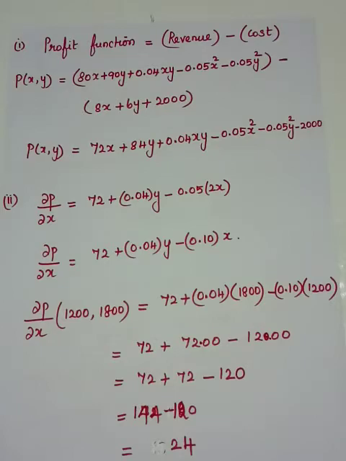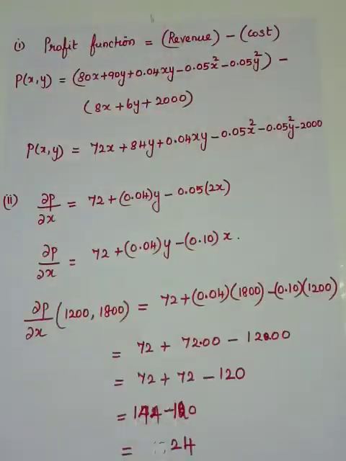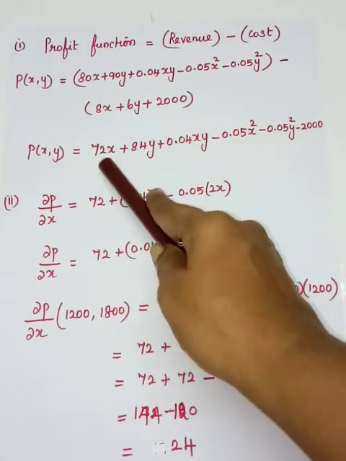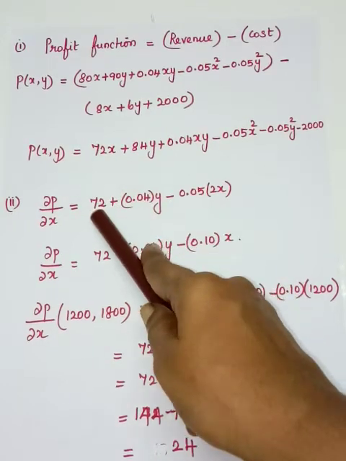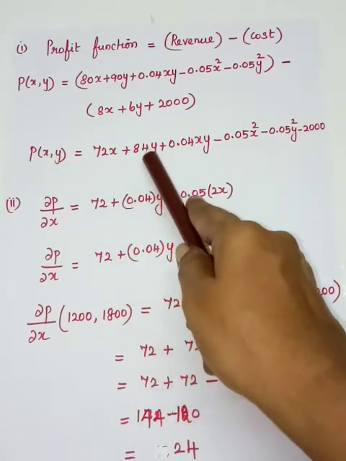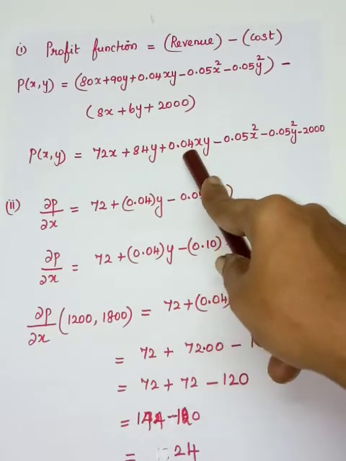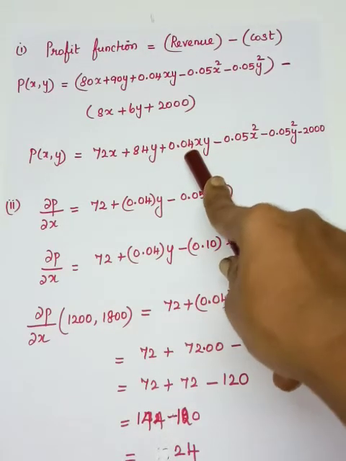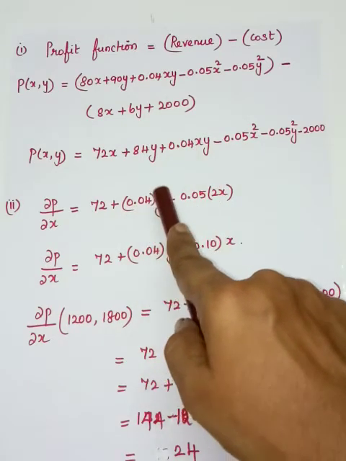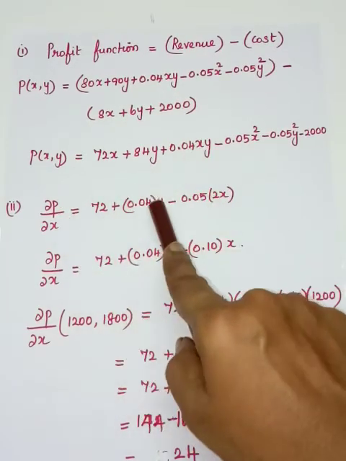Okay. Now what is asked? Find dou p by dou x. That means you are going to differentiate p partially with respect to x. Look at the first term, 72x. 72 is a constant. The differentiation of x with respect to x is 1. 84y is a constant whose differentiation is 0. And come to here, it involves x and y. You are going to differentiate partially with respect to x. What are the constants? 0.04 y is a constant. The remaining is x. If you differentiate x with respect to x, it is 1.